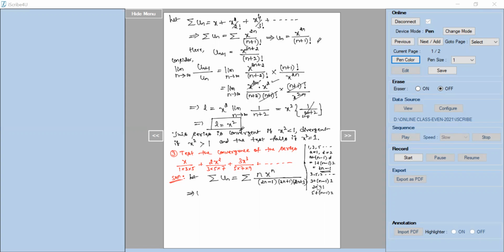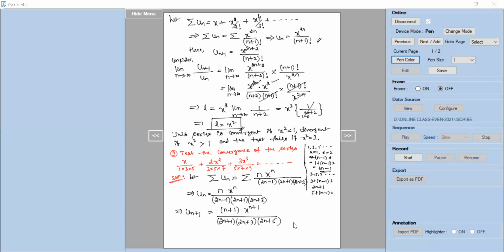So the nth term of the series, un, is n into x power n divided by 2n minus 1 into 2n plus 1 into 2n plus 3. The n plus 1th term is found by replacing n by n plus 1: n plus 1 into x power n plus 1 divided by 2n plus 1 into 2n plus 3 into 2n plus 5. So I got un and un plus 1.